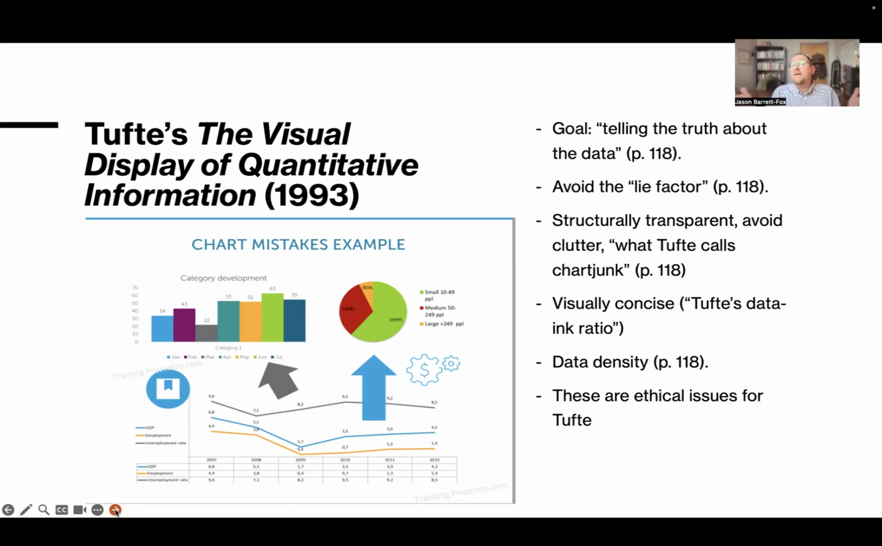And so for him, the goal of using data visualizations and infographics is telling the truth, right? Telling the truth about the data. So we're using graphical interventions here because it avoids what he calls the lie factor. It avoids what Tufte calls chart junk, right? So we want it to be structurally transparent. We want to avoid clutter. We want it to be visually concise.